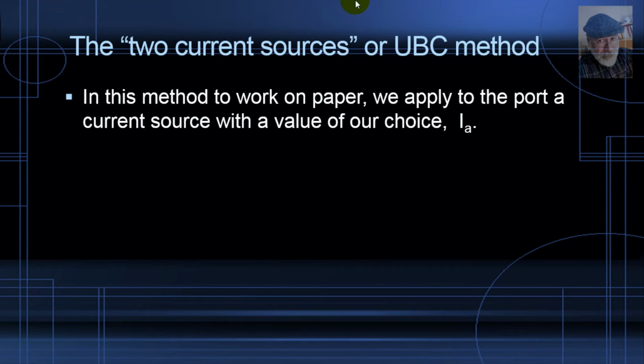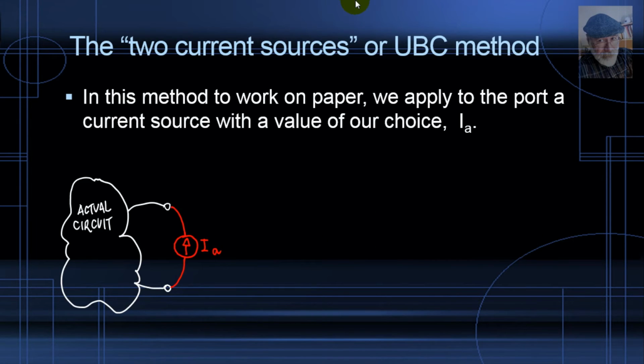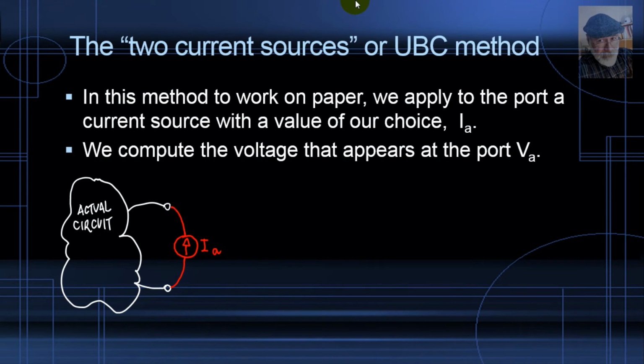Now let's concentrate on my method, the two current sources method, right? In this method, we work on paper, not in the lab. We apply to the port of interest a current source, a current source with a value of our choice I sub A, like so. When we do that, of course, a voltage will appear at that port. Let me call that voltage VA. That's not going to be a number from a voltmeter. In reality, on paper, it is a value that we compute with MNA.